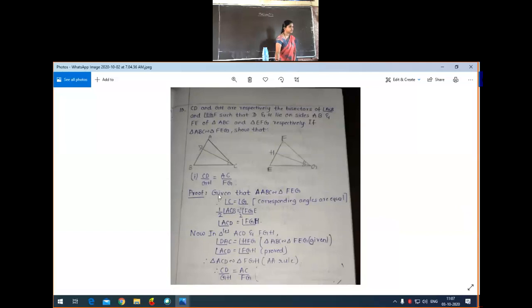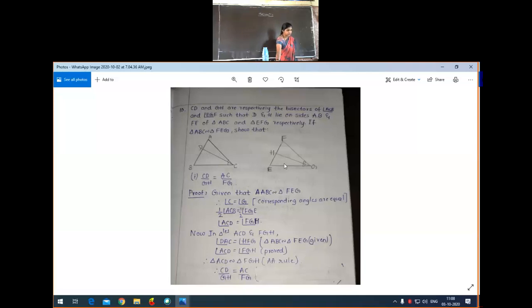First we'll discuss with this page only. CD and GH are respectively the bisectors of angle ACB and angle EGF such that D and H lie on sides AB and EF of triangle ABC and triangle EFG respectively. If triangle ABC is similar to triangle FGH, show that CD divided by GH is equal to AC by FG, and second, triangle DCB is similar to triangle HGE.